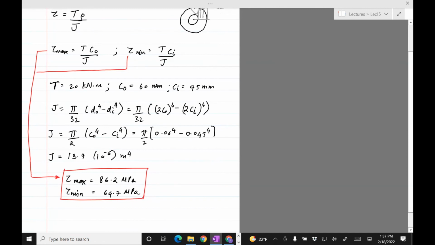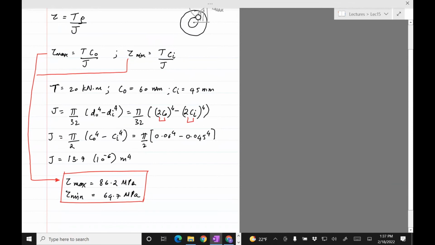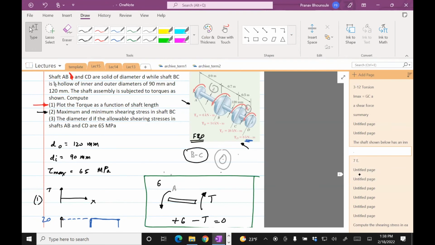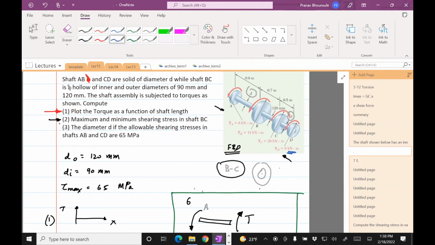How do you go from pi over 32 to pi over 2? It's because of this 2IC. Okay. So it turns out we've done most of the work for the last part, which is figuring out the diameter D, if the allowable shearing stress in shafts AB and CD is 65 MPa.